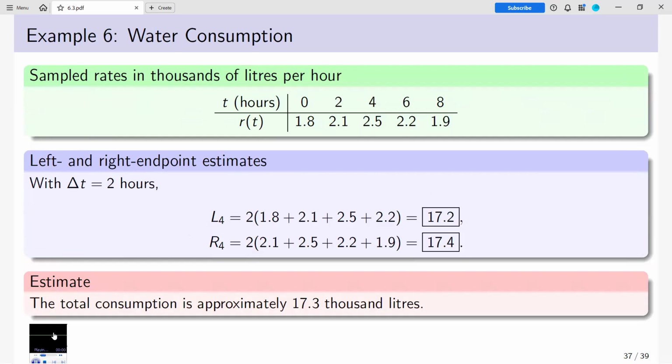The left and right estimates are 17.2 and 17.4 thousand liters, so 17.3 is a reasonable estimate. When 2 methods nearly agree, calculus experiences the rare piece of a group project with no argument.